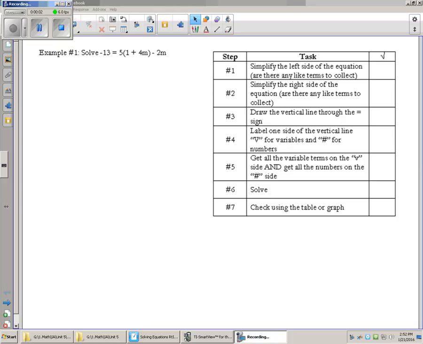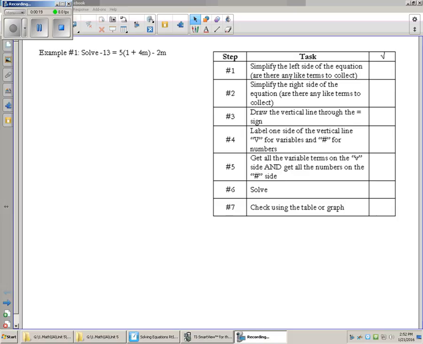In example 1, we're going to solve the equation negative 13 equals 5 times 1 plus 4m minus 2m. For each equation that we're going to solve, we're going to follow the same 7 steps. The first step asks us to simplify the left side of the equation.